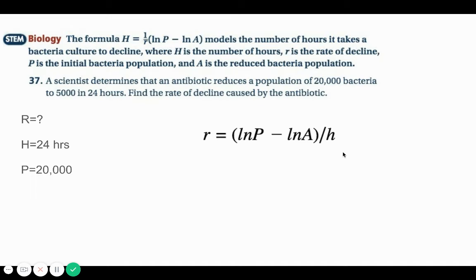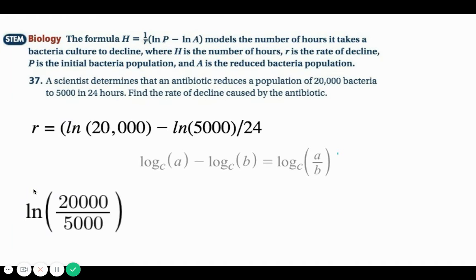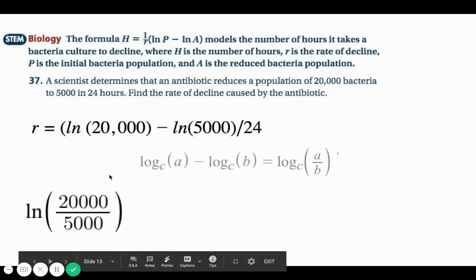So, sorry. When we plug that in, we get this. R equals natural log of 20,000 minus natural log of 5,000 all over 24. Now, let's take account this log rule. This is a very important log rule, which says if you're subtracting two logs of the same base, you can divide them. So let's do that with this one. Because remember, they have the same base. They have the base of E. A natural log has the base of E. So it becomes natural log of 20,000 over 5,000.